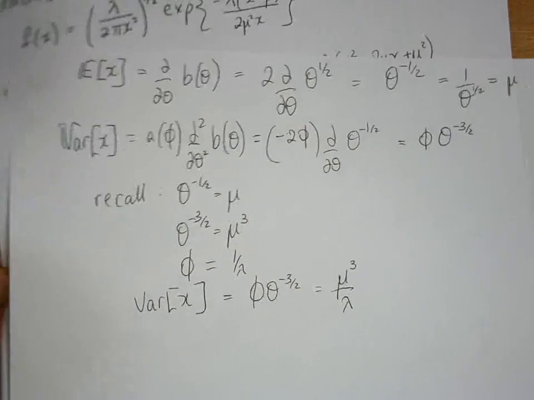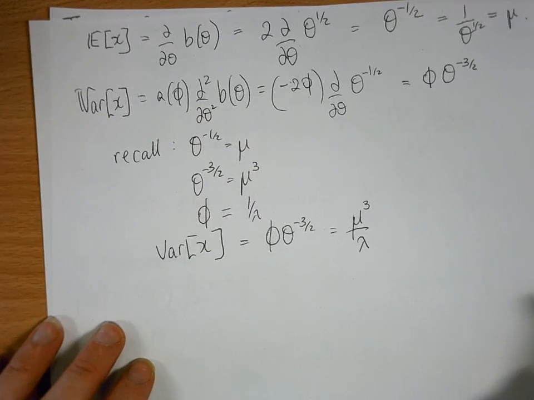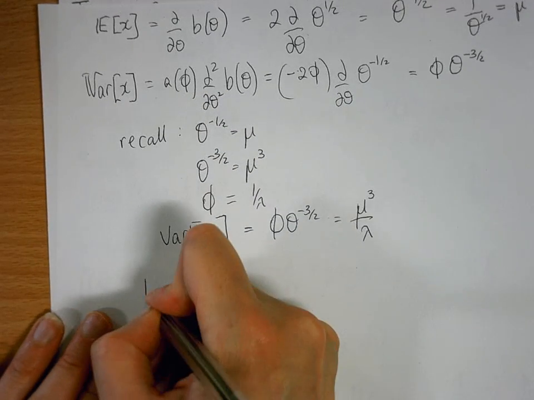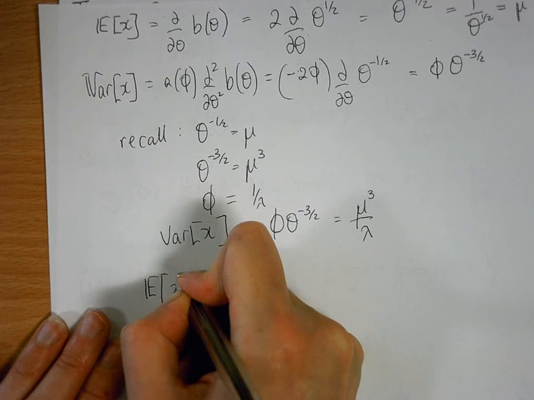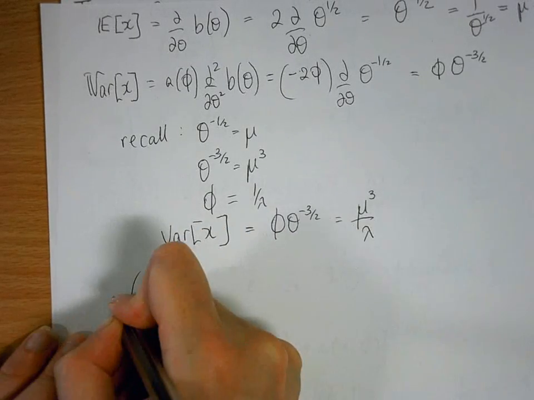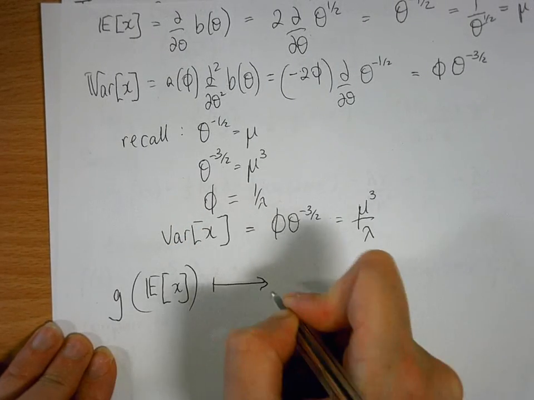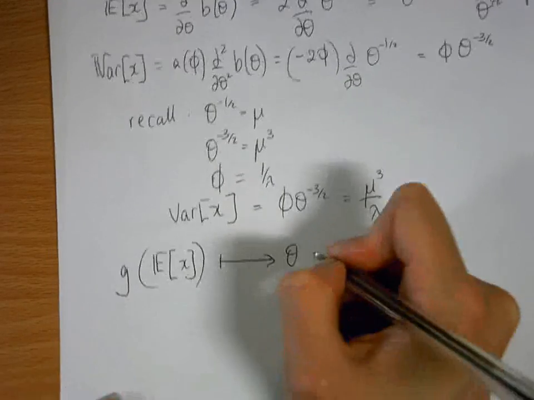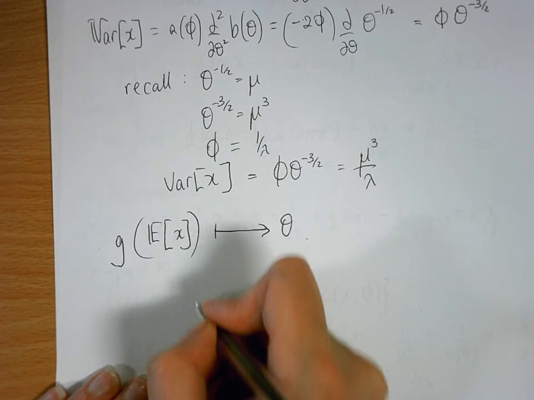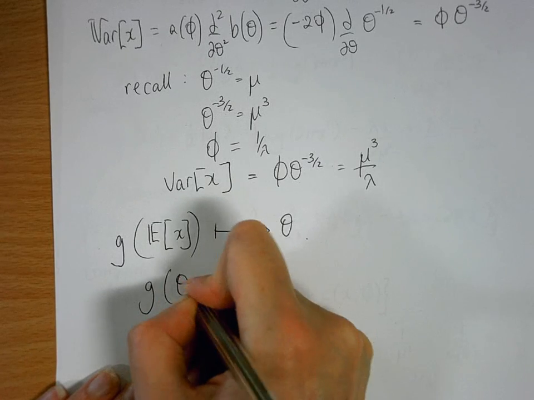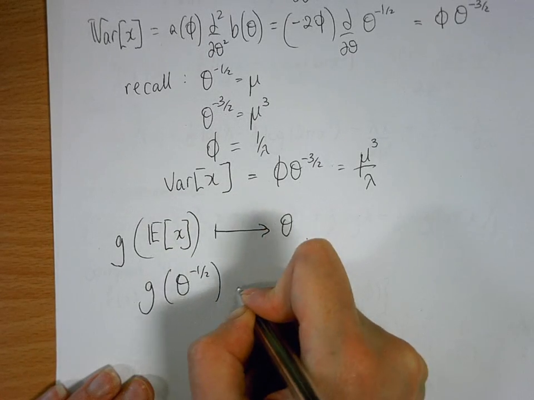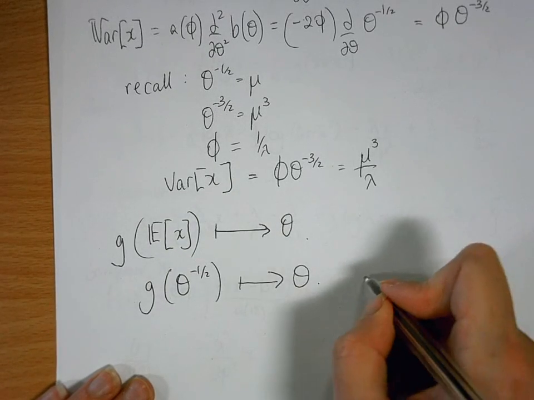It remains then to think about what function takes your expected value of x to theta. So what function g takes theta to the minus a half to theta? And this is your canonical link function.